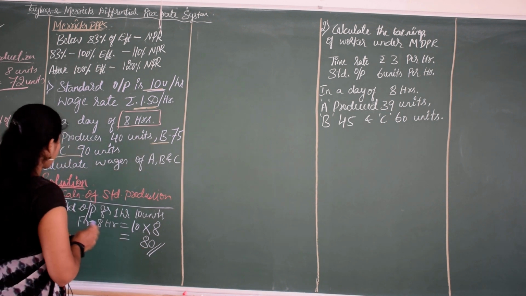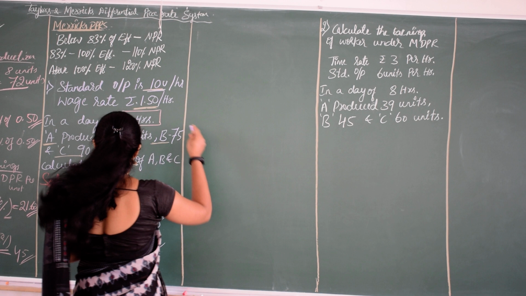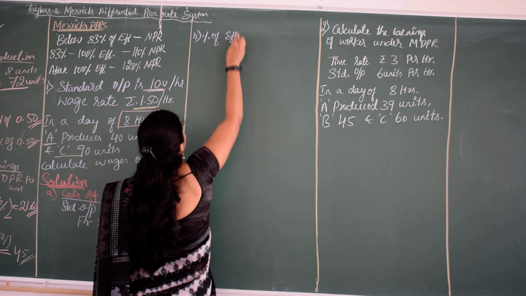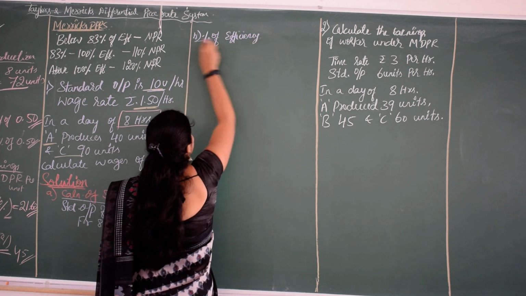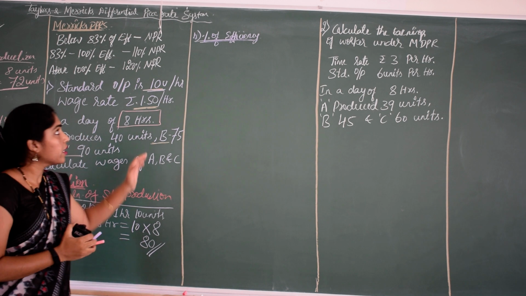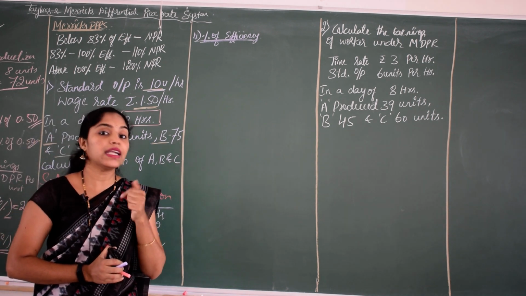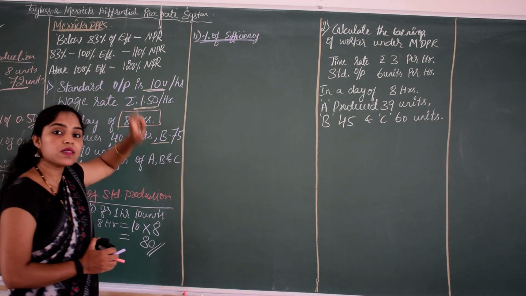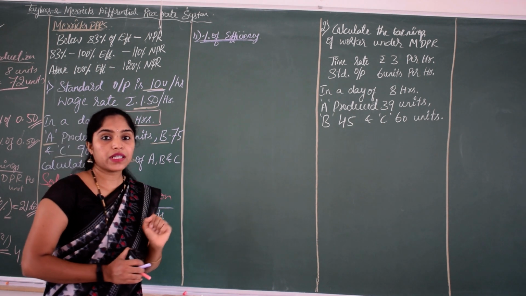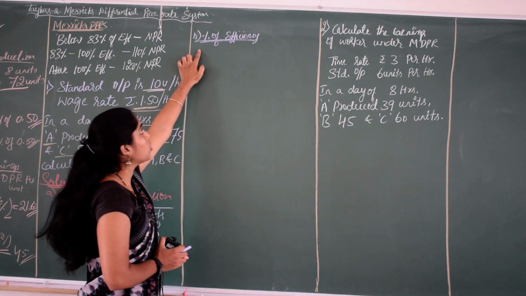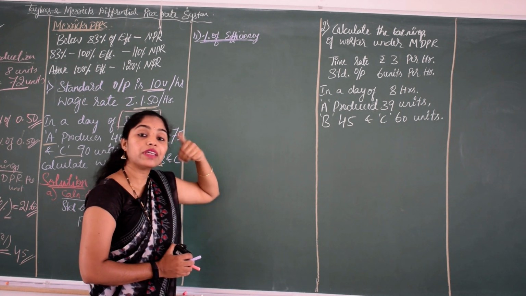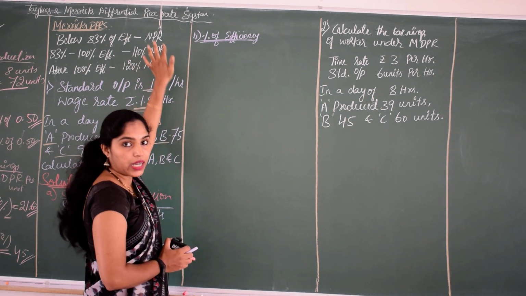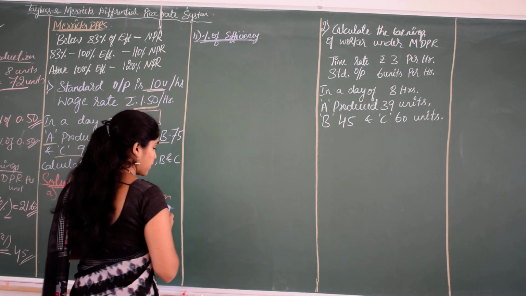Now next we need to calculate the percentage of efficiency. Under the merit differential piece rate system, we need to calculate the level of efficiency, because the conditions are given based on the level of performance or the percentage of efficiency. So we need to calculate the percentage of efficiency of each employee, and after that compare that efficiency with the given conditions.